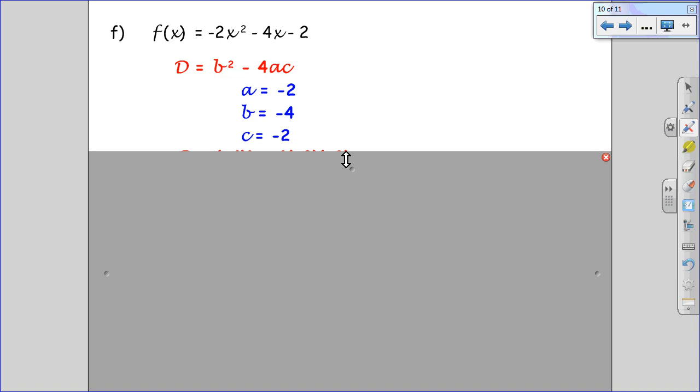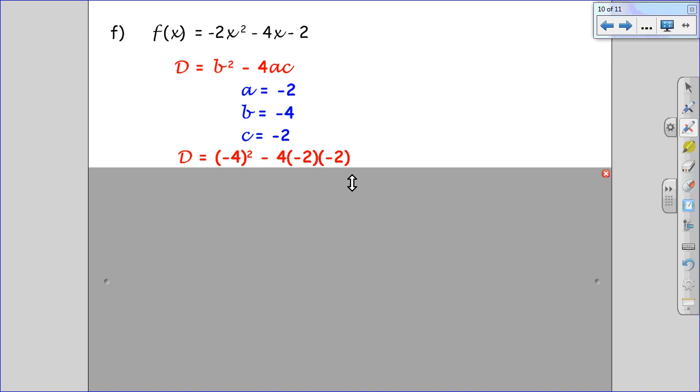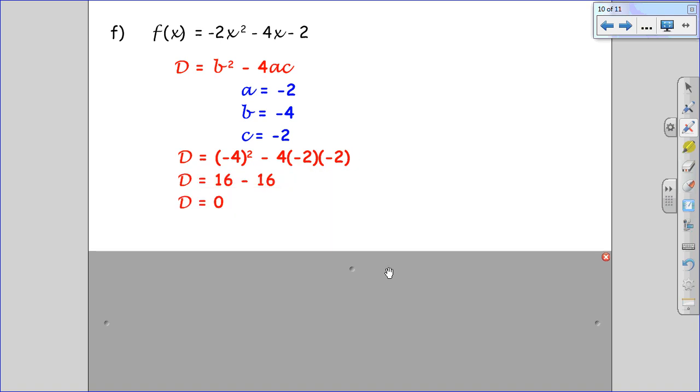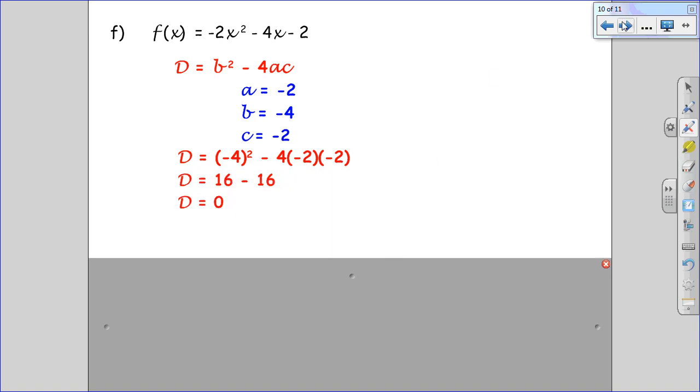So the b value is (-4)² - 4 times a, which is -2, times c, which is -2 also. (-4)² is 16. Negative times negative is a negative. And that's got a 0 discriminant. Well, that was loads of fun. That was just number crunching and substitution. That was really, really easy.